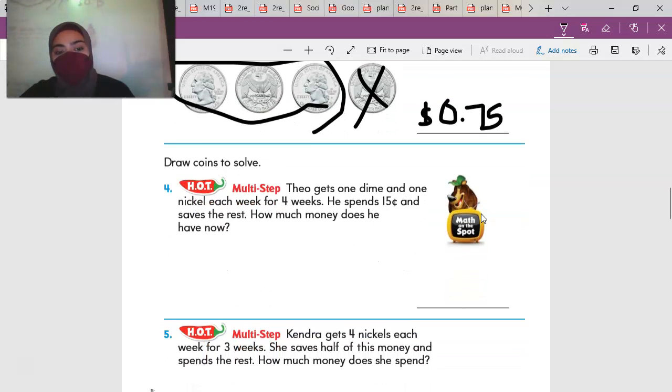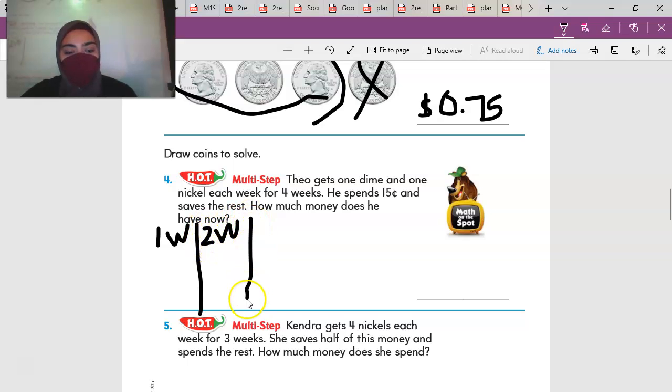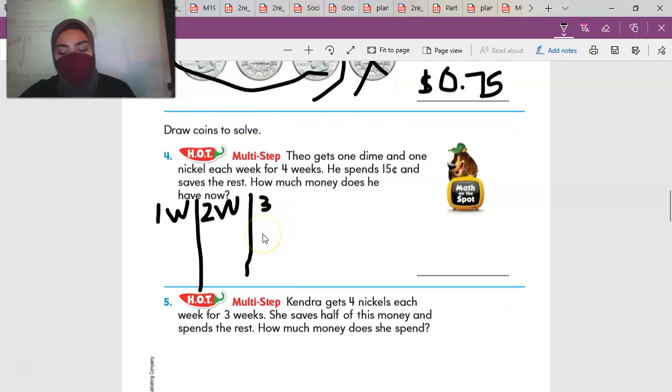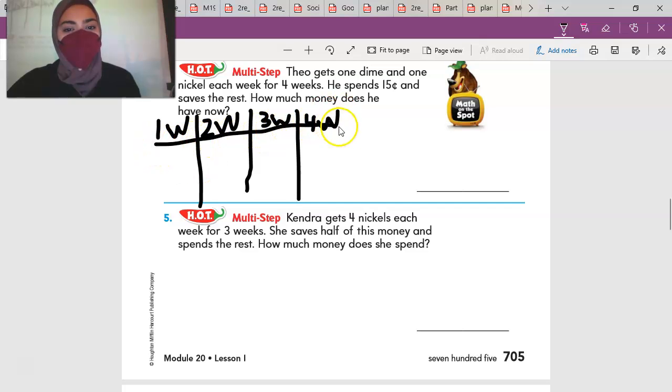Multi-step. You're going to draw the coins here. Theo gets 1 dime and 1 nickel each week for 4 weeks. So what you do here is you do 1 week. You're going to draw a little chart like this. W stands for week. 1 week, 2 week, 3 week, and then 4 weeks. He gets 1 dime and 1 nickel each, box that, week for 4 weeks.